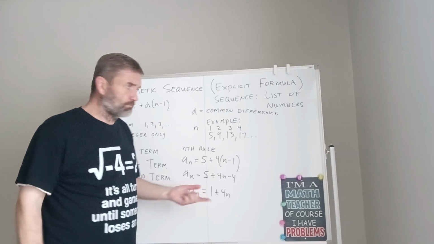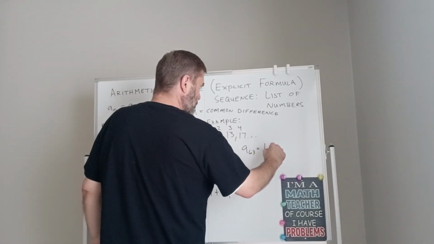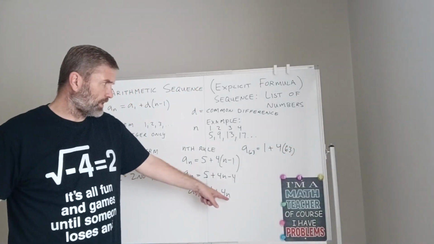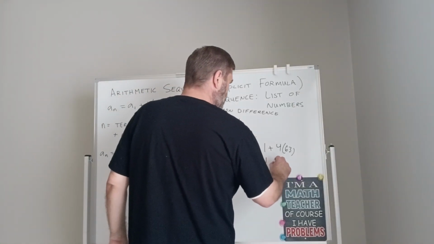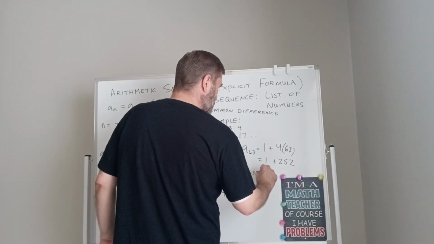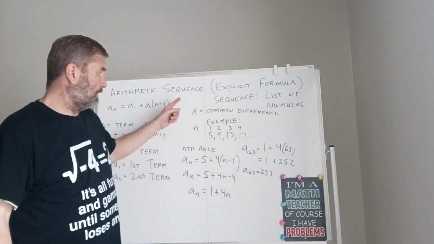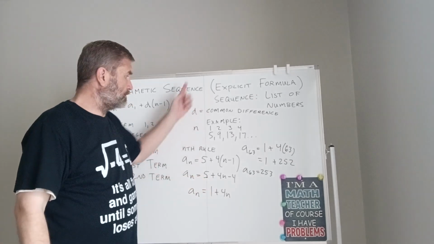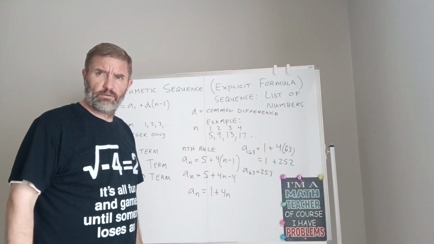So if I want the 63rd term, so if I want a sub 63, I'm going to do 1 plus 4 times 63. See, you got your 1 plus 4 times your n. This is your n, remember. So 4 times 63, that's going to be 1 plus 252. So our a sub 63 equals 253. And that's how you, A, find the explicit formula, and then B, use the explicit formula to find a specific term in the sequence.